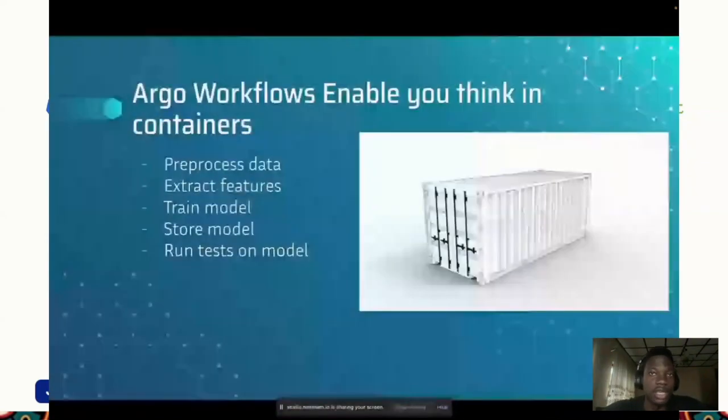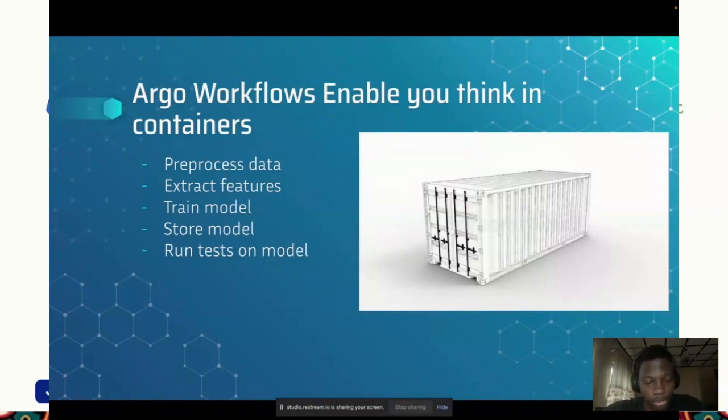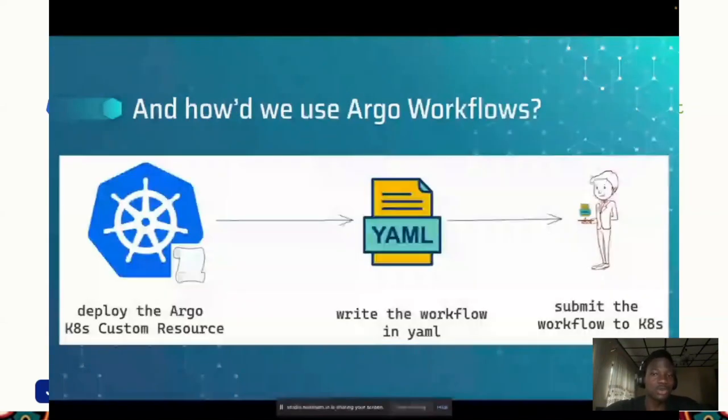Argo Workflows helps you think in terms of containers. You can use Argo Workflows for quite a number of things, not just machine learning pipelines. You can use it for data processing, for CI/CD, and a few other things. For machine learning pipelines, you'd pre-process your data first, extract features, depending on the machine learning process you're using. All these steps that you do in the normal machine learning flow, you want to break down into containers and connect those containers together. If you connect them together, you'd be able to get your machine learning model ready from start to end. So this is how you normally use Argo Workflows.